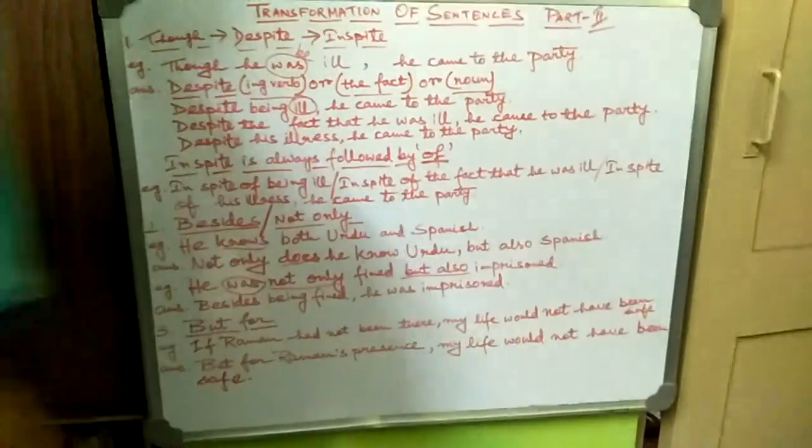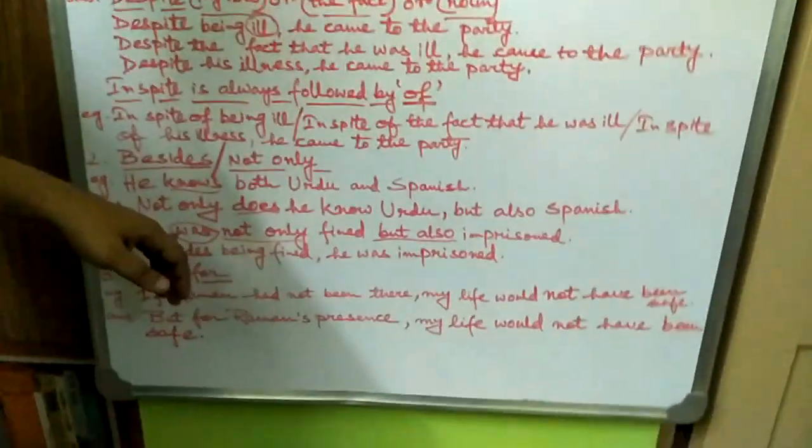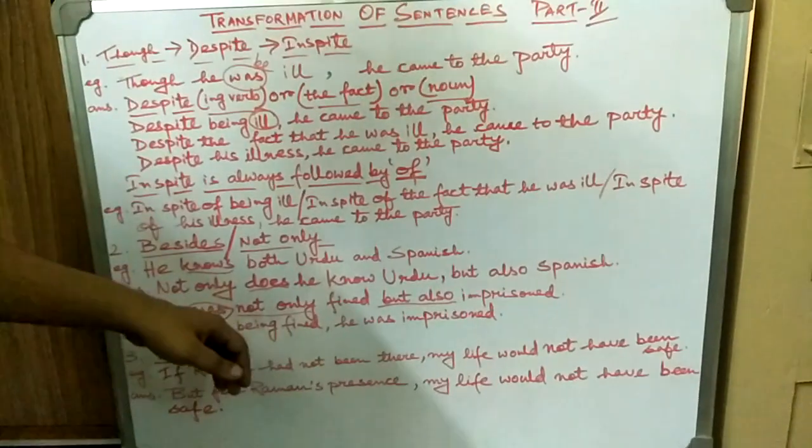Now, next is very, very important. How to use besides in a sentence. Remember, in transformation of sentences, you have to use besides and not beside. Now, the instruction is written, begin the sentence with besides. But there are students who use beside. It's wrong, because beside is a preposition and besides is the word which you use in transformation of sentences.